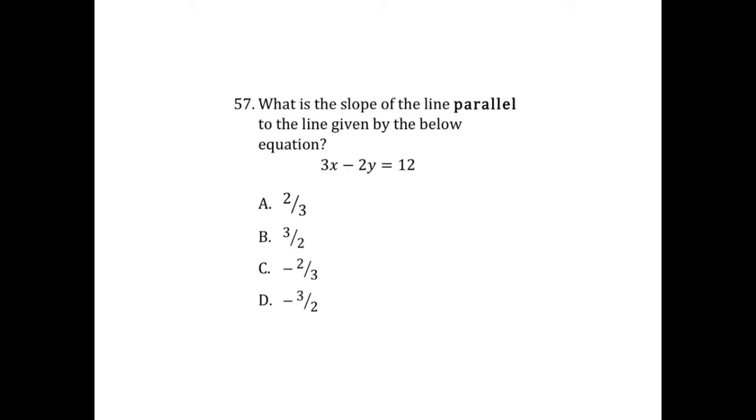Number 57 is a fun question. What is the slope of the line parallel? That should mean something to you. It should mean that the lines have the same slope. So what is the slope of the line that's parallel to the given line?